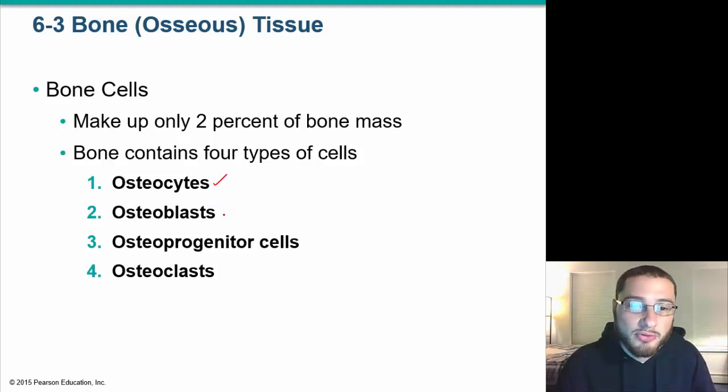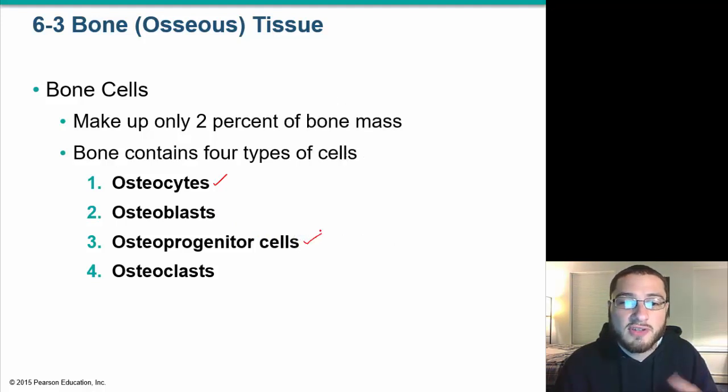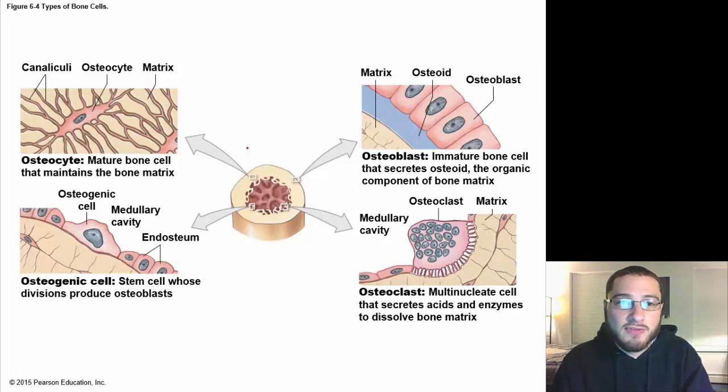Then you have the builders, which are the osteoblasts, which make sure that we're building new cells. Then you have cells that are going to become the different types of bone cells, which are called the osteoprogenitor cells, and then you have the osteoclasts that break down old bone cells that we don't really want around anymore. These are the different types.